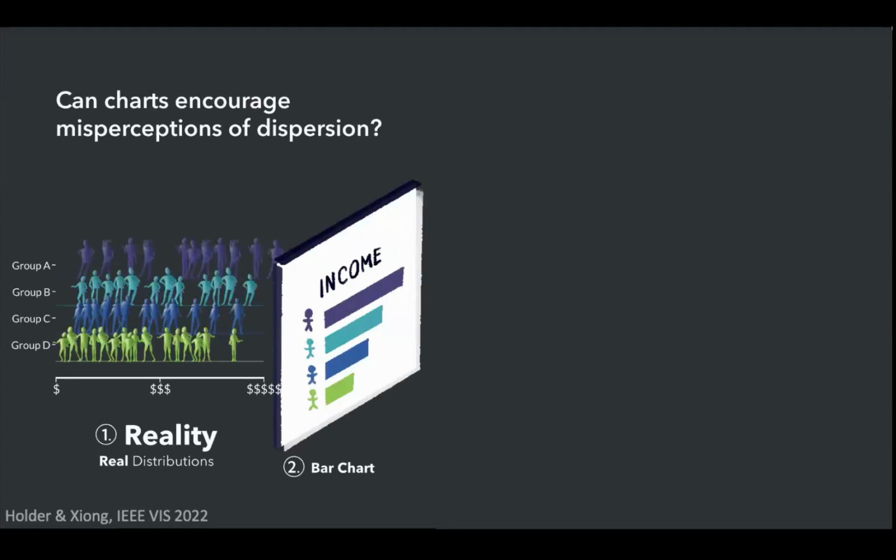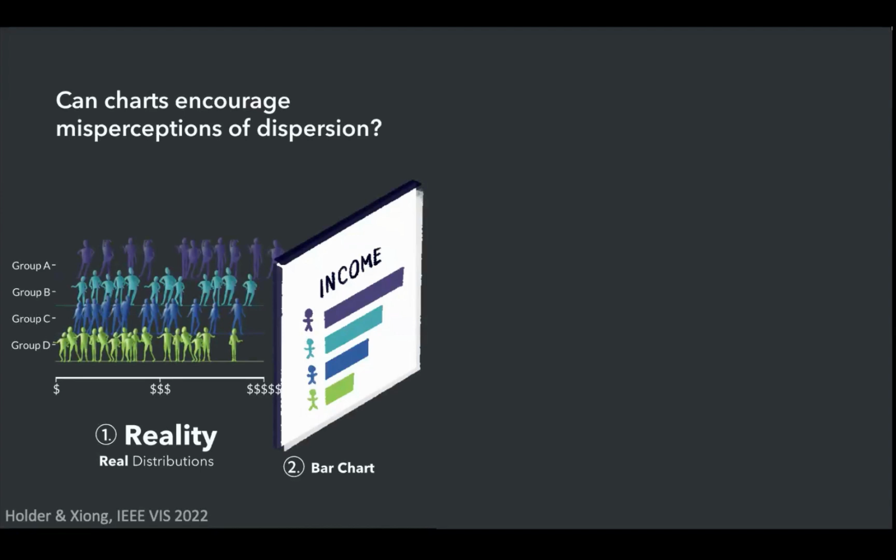So here I have another example to show you that small design decisions can have large downstream impact. Let's imagine this world. This is the reality in this world, where we have 4 groups of people of different colors. There's purple people and green people, and they make different amounts of money, right? They make different amounts of income. And you take this reality and you visualize it using something that we all see every day, which is simple bar charts to show the average income by these people with different colors.